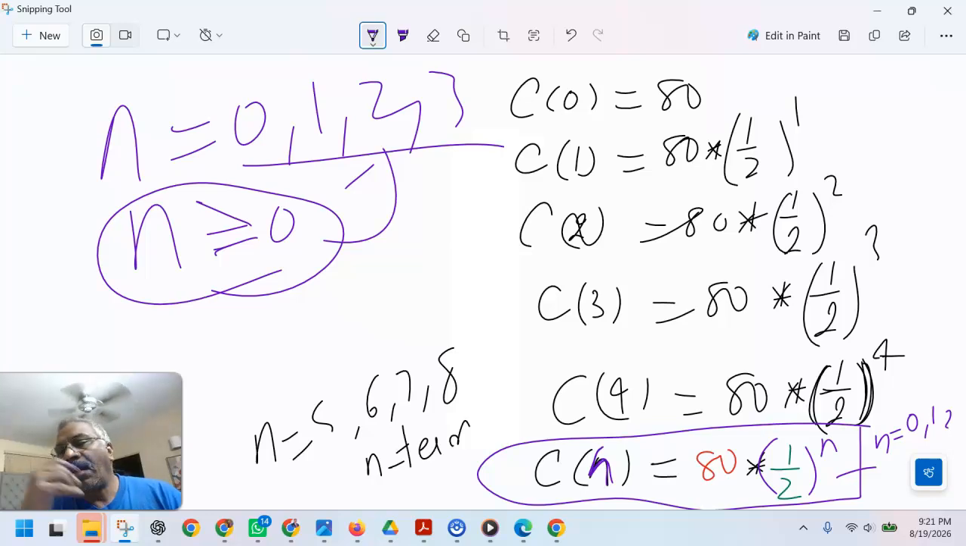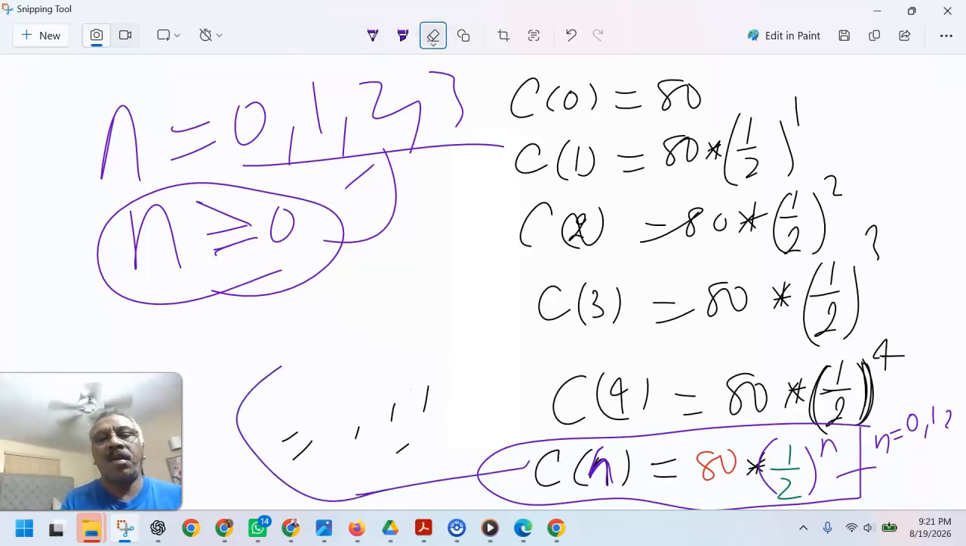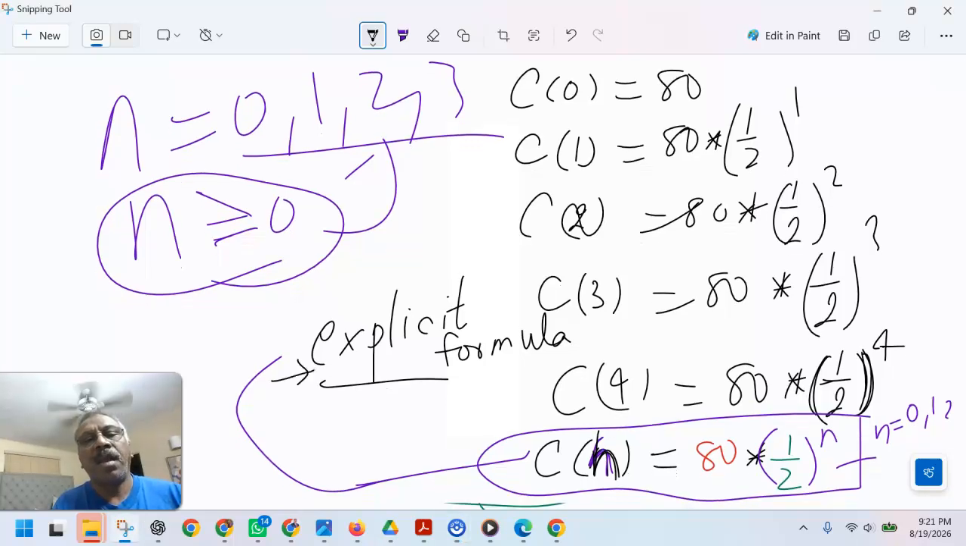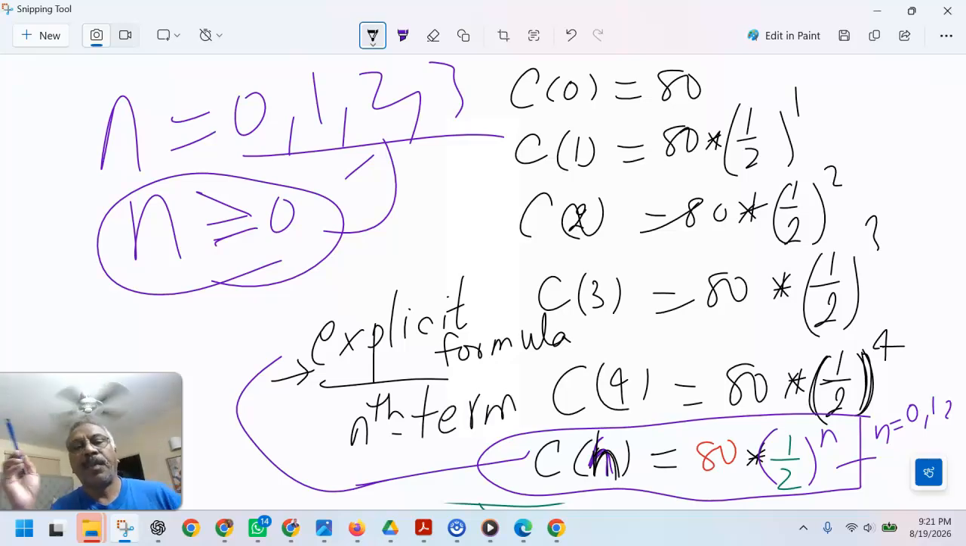So the question was, what is this called? When you write in this form, it is called an explicit formula. It doesn't depend on the previous step, but it depends on the step number. Or another way to say it, it's also called the nth term. Okay, so now let's see what the other question they gave us is.